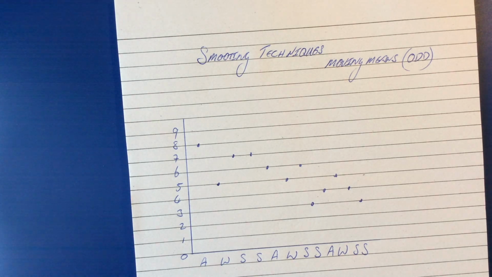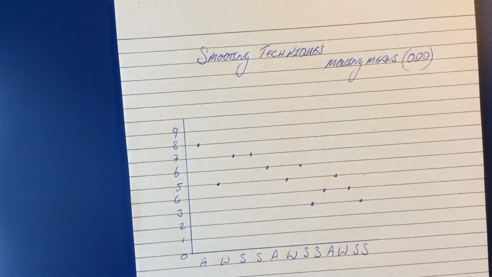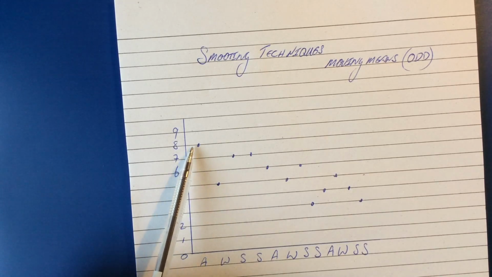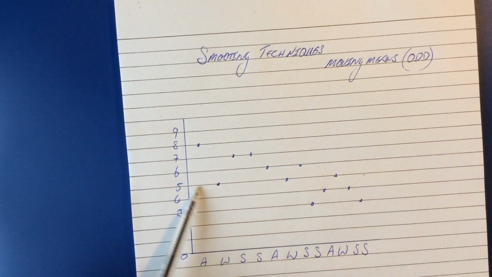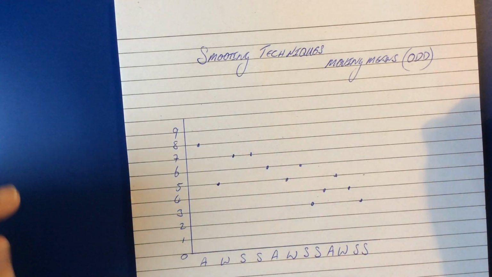Hi, I'm an old guy and I do maths, and today we're looking at smoothing techniques and in particular odd moving means. Now, an odd moving mean simply means that we calculate a mean using 3 or 5 or 7 pieces of data. In this case we're going to use 3 because we've got a very small amount of data here.